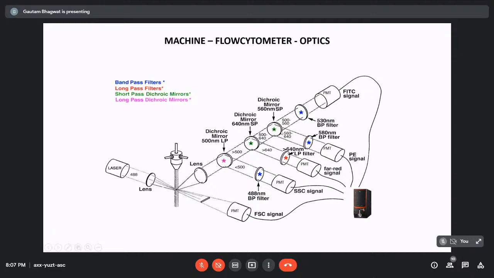From this 500 to 640, there is another mirror, 560 nanometer short pass. All those photons with wavelength 500 to 560 will pass through. The rest will get reflected over here, and we'll get some orange-red signal in this PMT. All the light going through is the green light, which we can see as the FITC signal. So this is the basic model of how optics works in the flow cytometer.